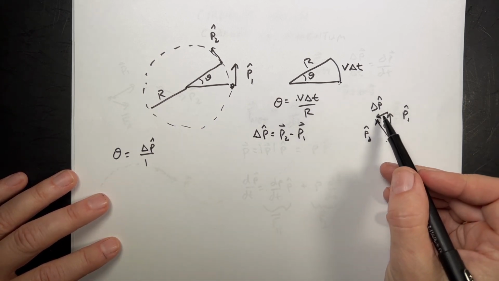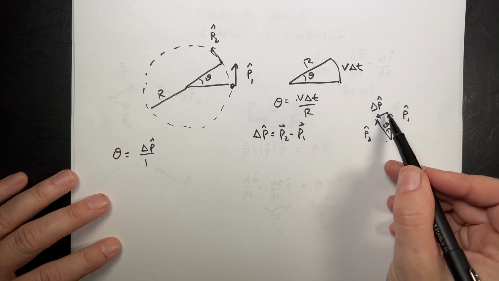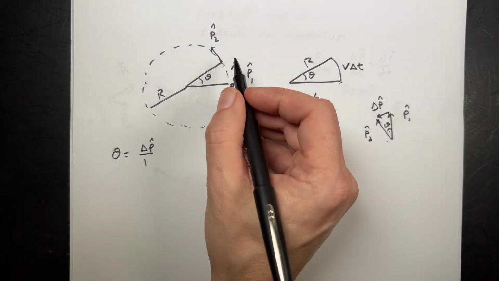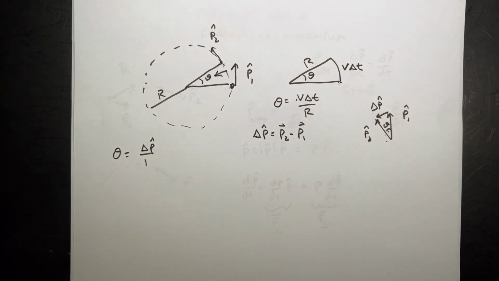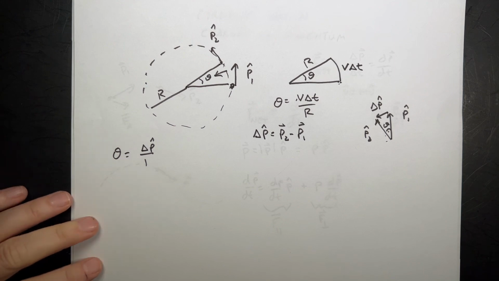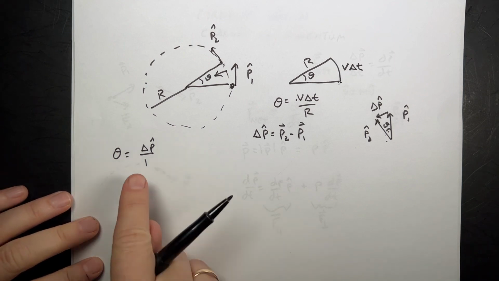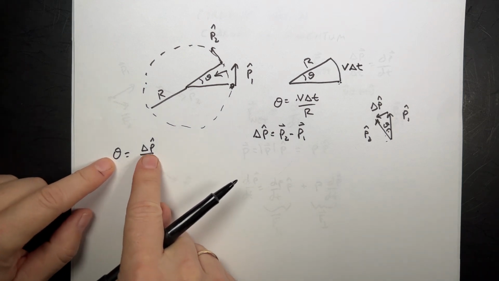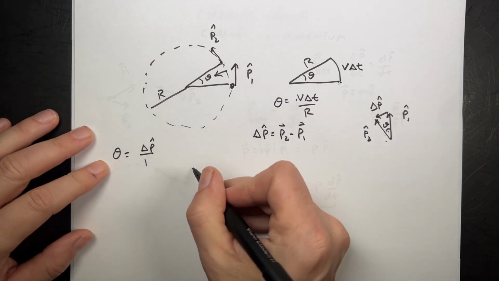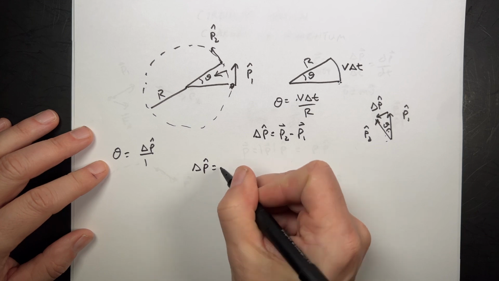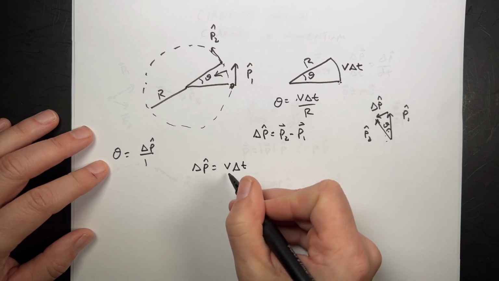But the first thing you see right here is the direction of delta P is that way. So if I'm going from here to there, delta P is that way. So right away, I get an object changing momentum moving in a circle. The change in momentum is towards the center of the circle. That's going to be very important later. But now I have theta is delta P hat. I can set this equal to this theta. They have to be the same thetas. So I have delta P hat equals V delta T over R.